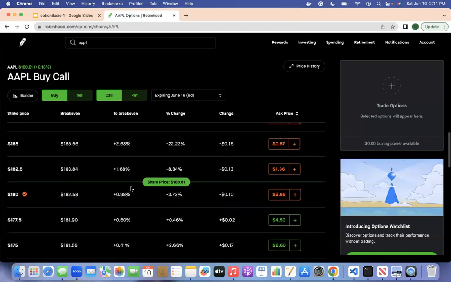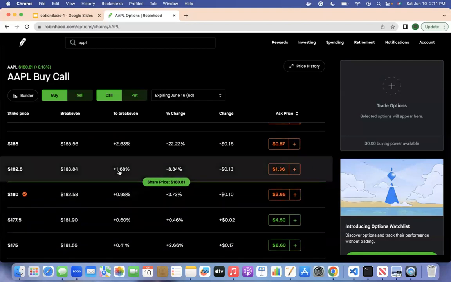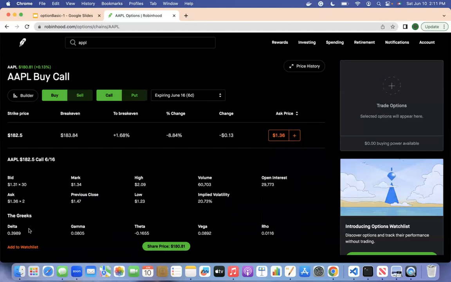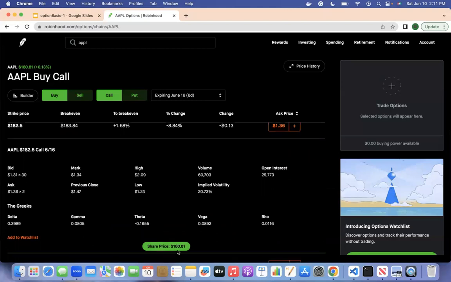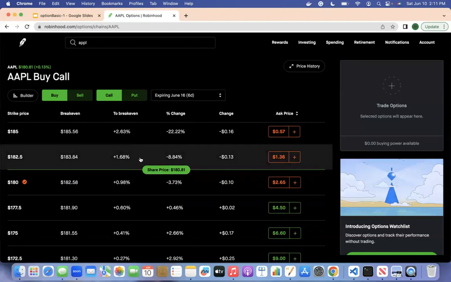In this case, if I really have to buy a call, probably I'll buy at 182.5. You see, it will be like 0.4, 0.39 delta. And here I'm paying only $136, but I have a potential profit. So my break even would be 182.5 plus $1.36, so $183.8. So if the stock goes around $183.8, basically $184 and more, then I start making profit. So my break even is not that bad.